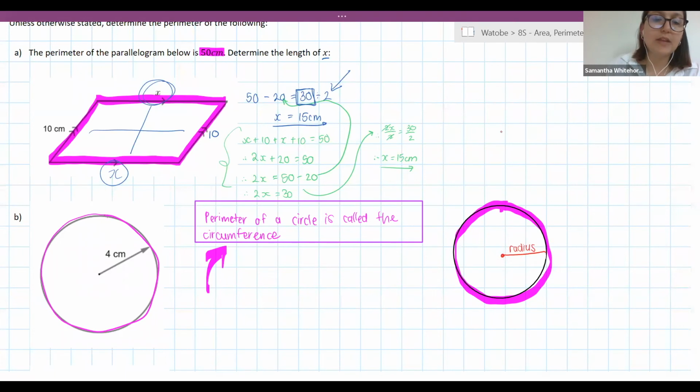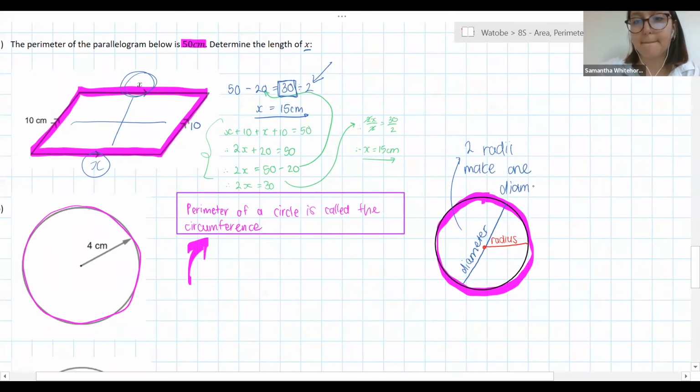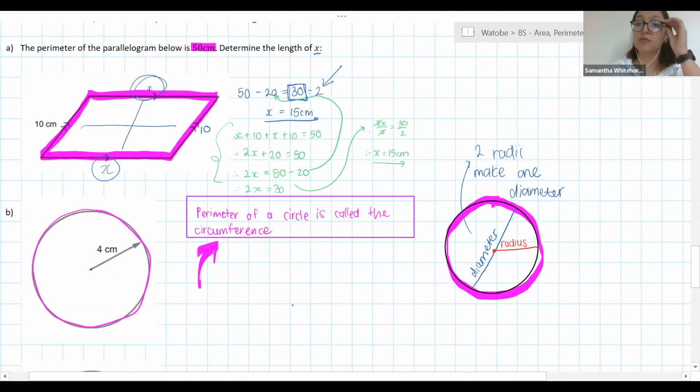And then finally, 2 radii make up a diameter, and this is essentially because a diameter runs through the center of the circle, touching either side of the circumference. So this blue line here is my diameter. And what we need to bear in mind is that 2 radii, plural of radius, make 1 diameter. And hopefully this will now make sense in terms of the formula that we use.